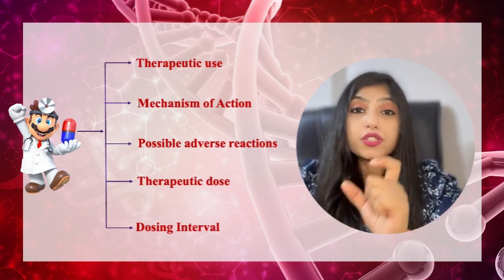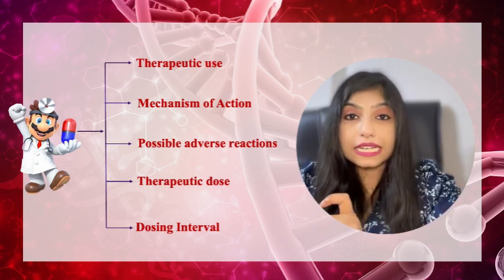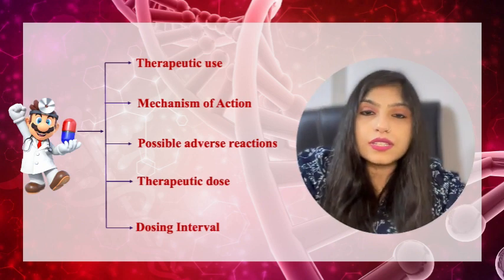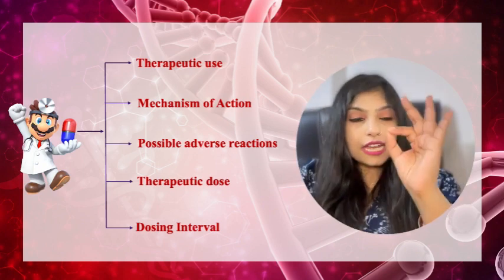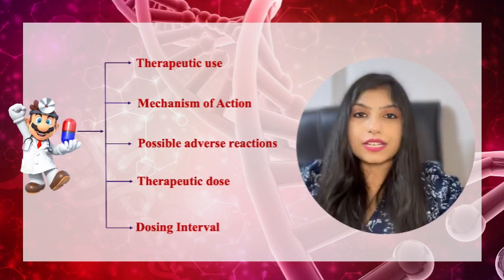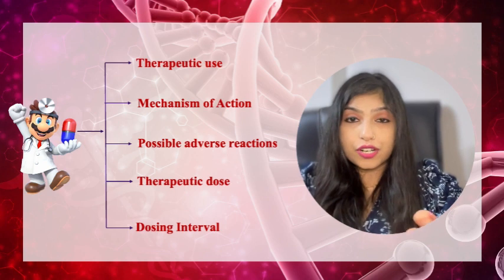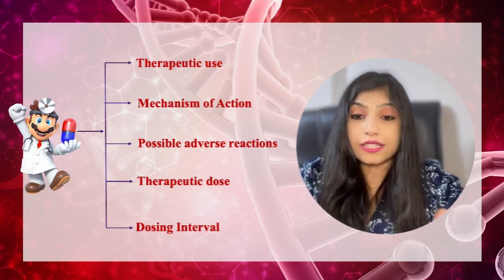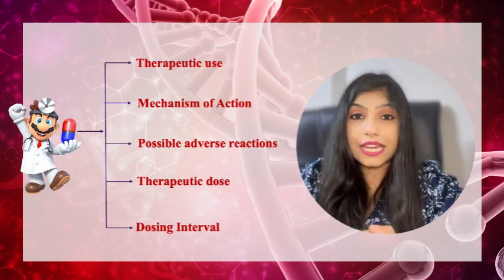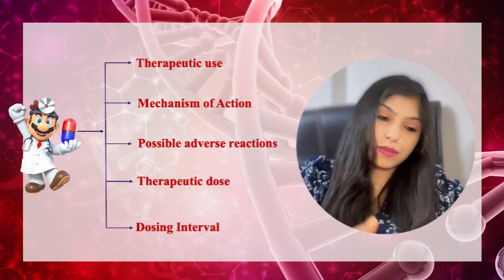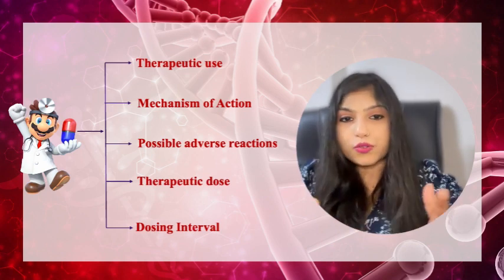Next is therapeutic dose. How much of a particular drug should be taken? Below the dose, it will not be of use. More than the dose, it will cause side effects. So the exact therapeutic dose of the drug is very important. And dosing interval. How often should you take the drug? Is it to be taken twice a day, thrice a day, or whenever needed? Like if you are having pain, take the drug. If you are not having pain, don't take the drug.